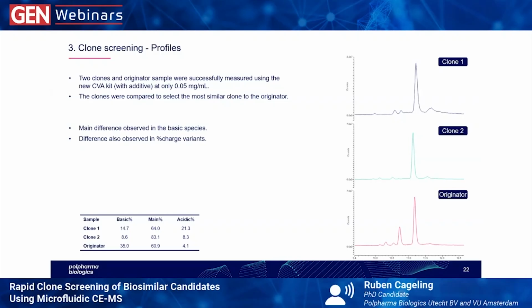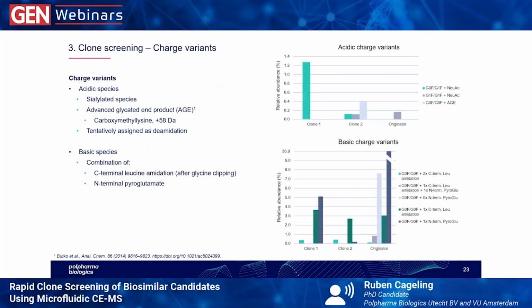If you also look at the percentages of area, you can see that, for example, the acidic species are much higher in the samples compared to the originator. So purely based on these percentages, you can see that they are not in range with the originator yet. But we also want to know what the identity is of these samples, of what is behind the charged variants.